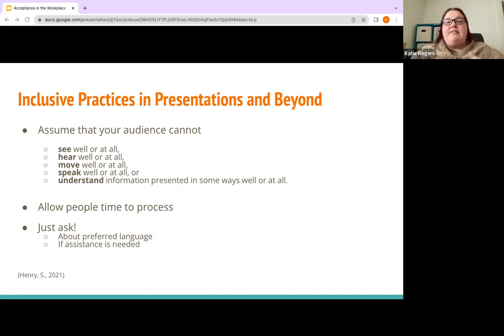You want to ask if assistance is needed. Don't just assume. What I'm giving today is a lot of general information, but you want to really create those relationships and get to know the individuals so that you know how to best advocate with them, be an ally with them, and support them in the workplace.